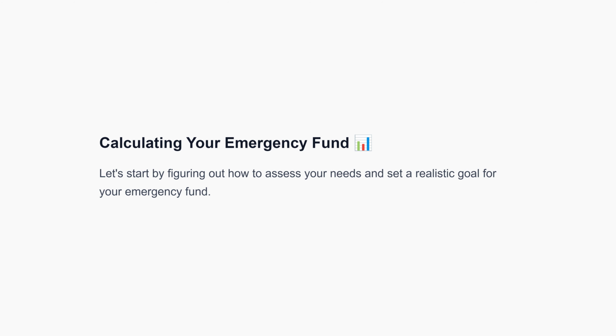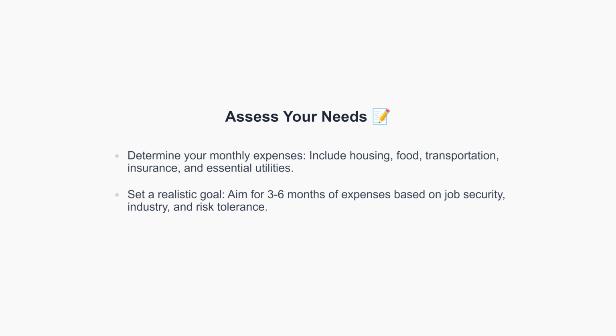We'll begin our journey by calculating how much of an emergency fund you actually need. This involves assessing your monthly expenses and then setting your financial goals based on those numbers. First, you need to determine your monthly expenses, which include housing, food, transportation, insurance, and essential utilities. Then, set a goal for your emergency fund.